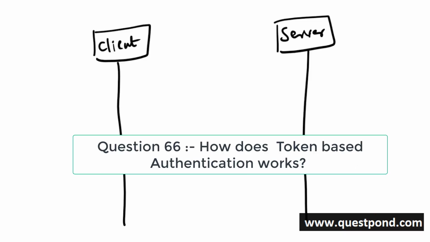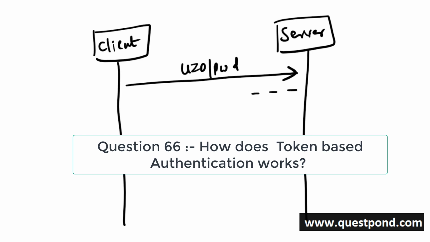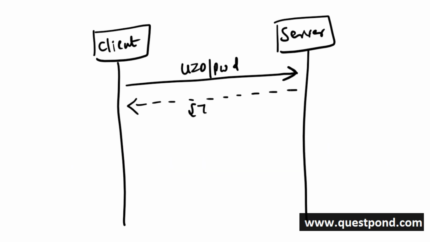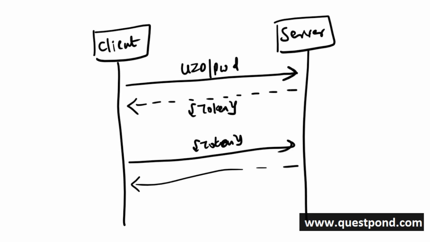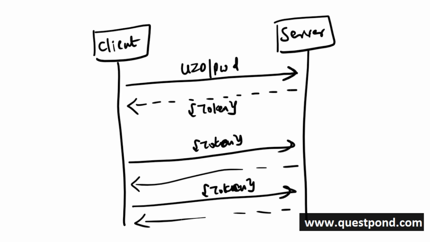Let us get started. Explain token-based authentication. Token-based authentication is a two-step process. In token-based authentication, first the client sends the user ID and password to the server, and the server responds back with a token. So that is the first step. Then in the later interactions, the user ID and password are not sent again and again. Only the token is sent. The server checks the token and responds back with the response. So it's a two-step process.